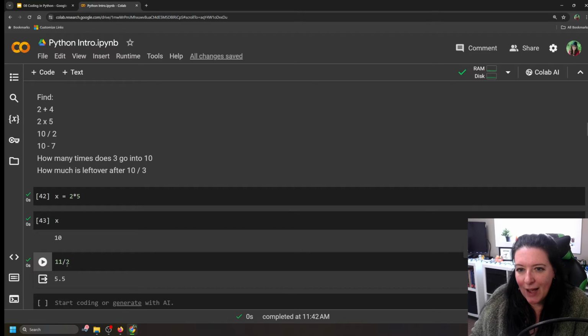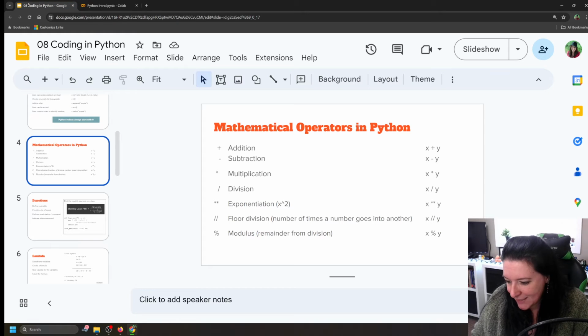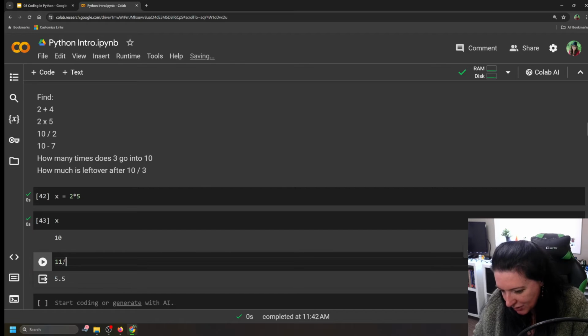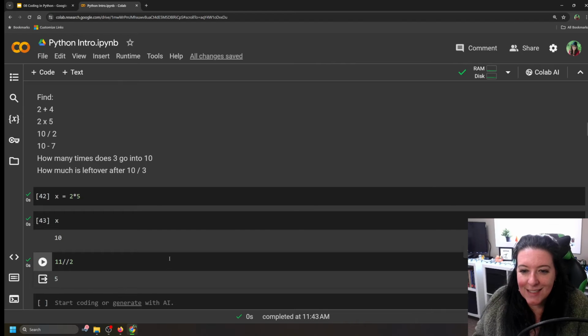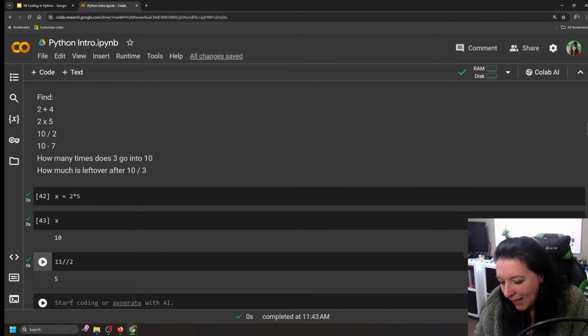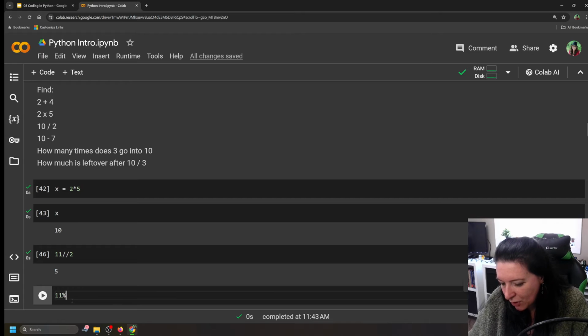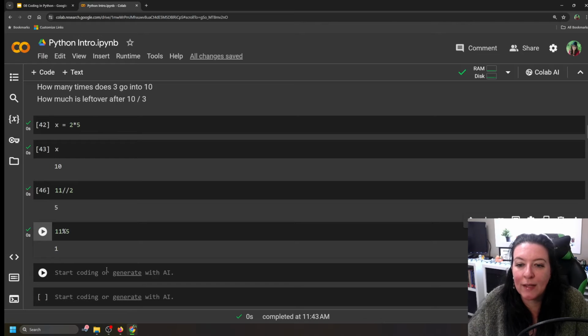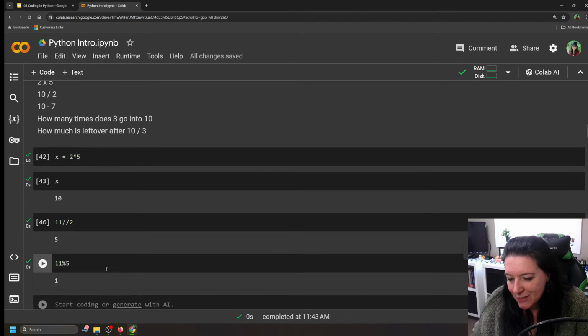To do that, we would go back to our symbols list here. Floor division is 2 slash marks. Modulus is the percentage. So we could do 11 // 2, and we should get 5, because 2 goes into 11 5 times. Then if we want to find how much is left over, we do 11 % 2, and we get that there's 1 left over. So 11 divided by 2 is 5, plus that gets you to 10, and then to get to 11, that's 1 more.